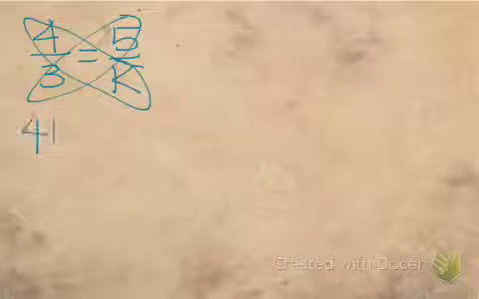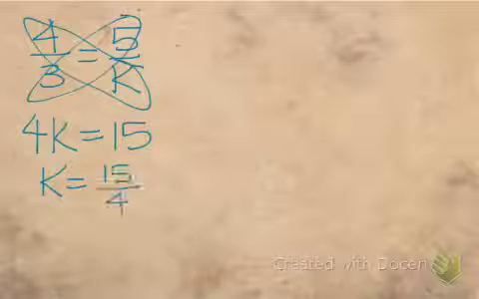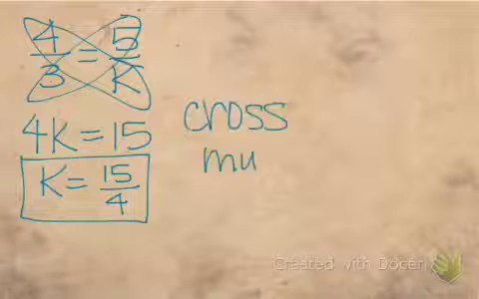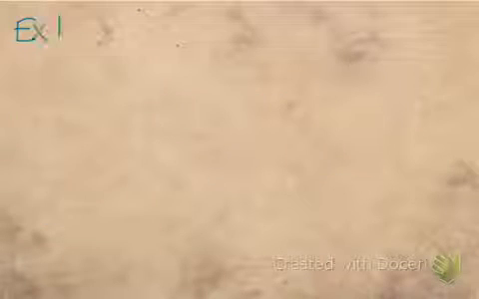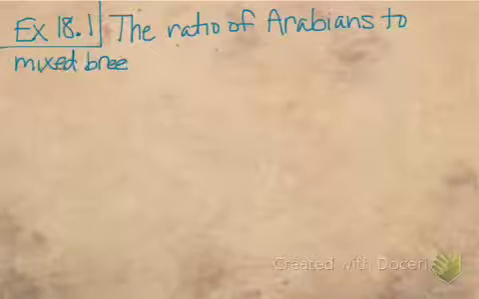So if I have this particular proportion, 4 is to 3 as 5 is to k, we can solve it using cross products. So 4 times k is equal to 3 times 5, which is 15. We divide both sides by 4 to get k is equal to 15/4. That's called cross multiplying. So we'll do an example.